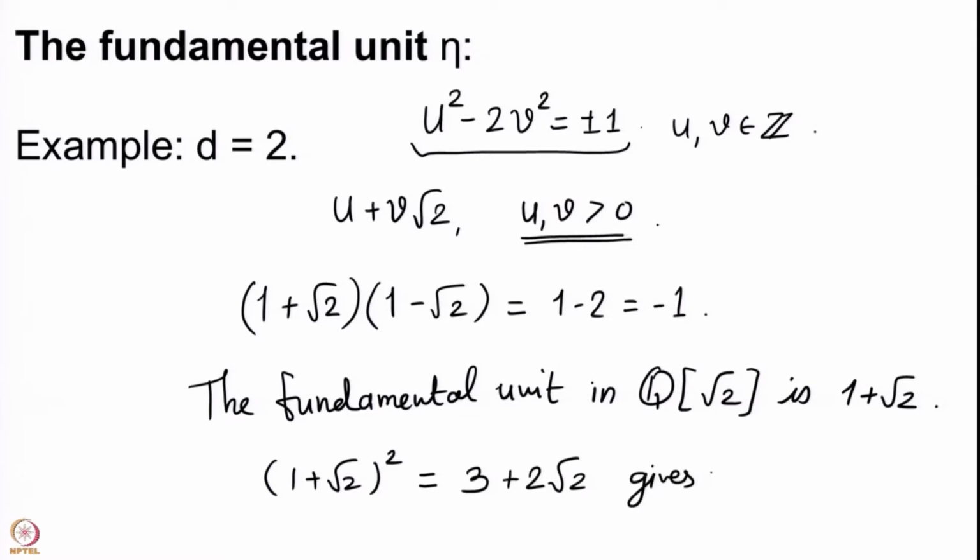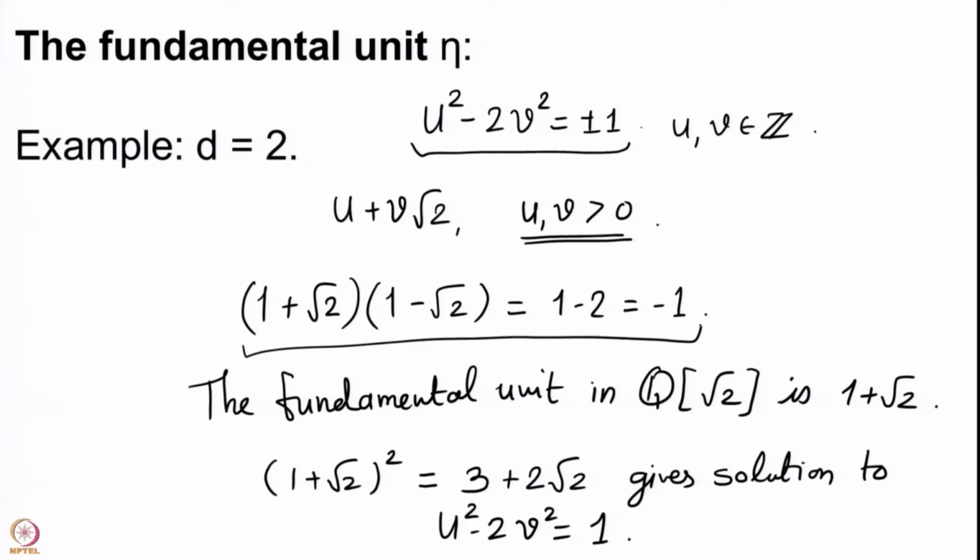This gives a solution to u square minus 2v square equal to 1. Here we had that this was a solution to u square minus 2v square equal to minus 1, but now we have a solution to u square minus 2v square equal to 1. 3 square is 9, 2 square is 4, 2 times 2 square is 8, and 9 minus 8 is 1. So, this is how for the simplest case we have found the solution, but what we now want to do is to find the solution in the general case.